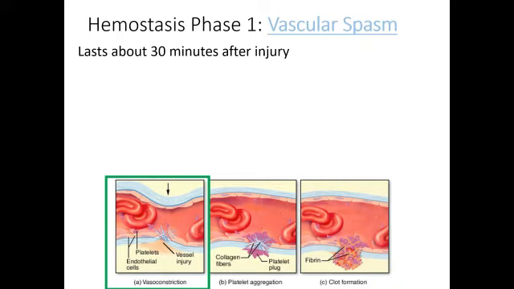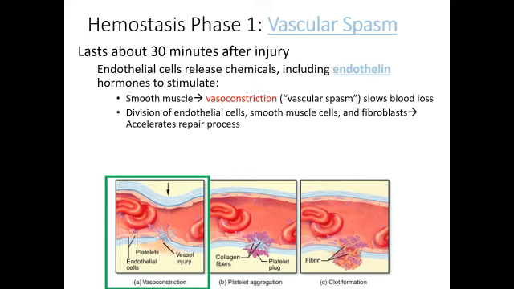Okay, so the video itself didn't break down hemostasis into these three phases, but let's add them on because this is what every single textbook is going to tell you about hemostasis, or the stopping of blood. The very first thing that happens is what is called a vascular spasm. This is the phase that starts seconds after the injury and lasts for about half an hour after the injury.